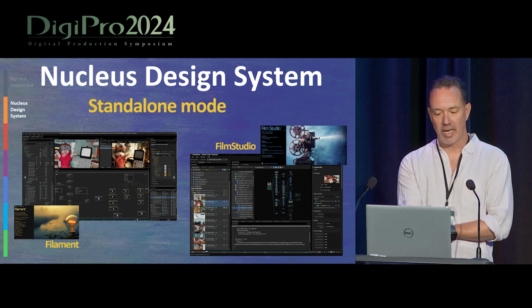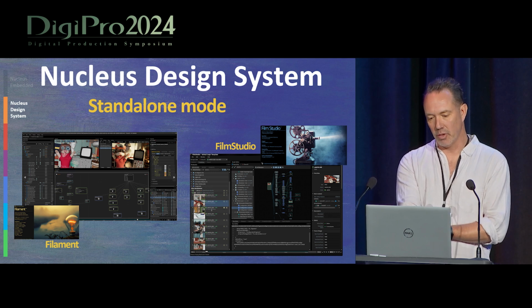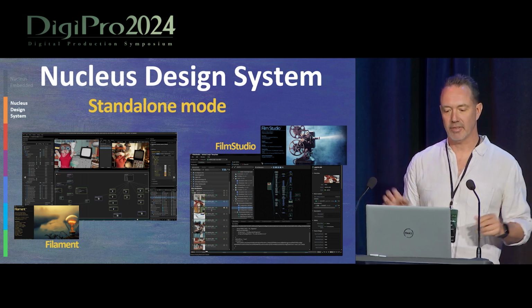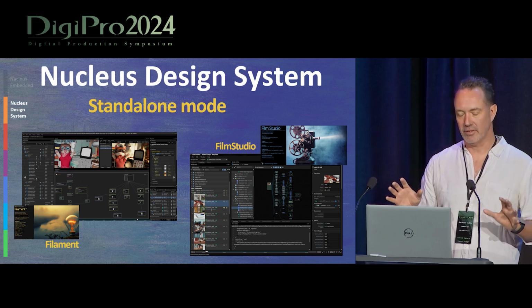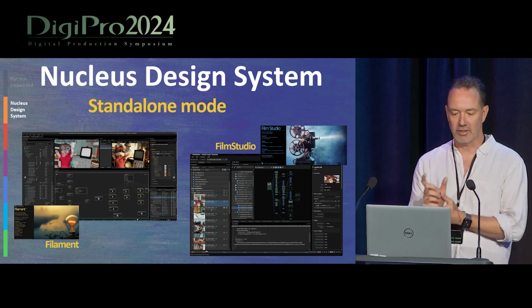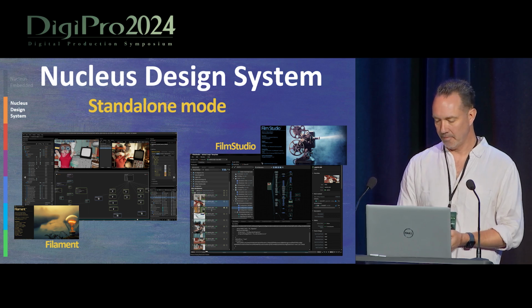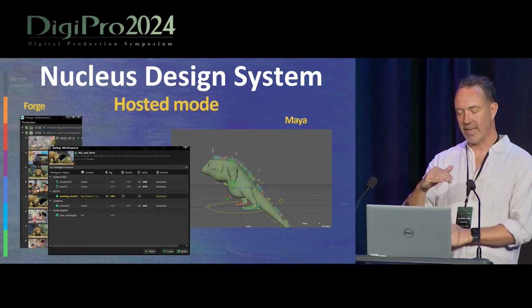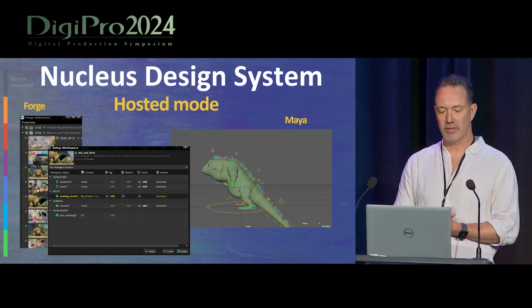So Nucleus was a really great step forward in creating robust, reusable applications where the actual application framework is the same. So here, what I mean by that is this is Filament on the left, Film Studio on the right. It's the same application, really just configured differently. But effectively, it's two different applications to the artist and the user, but it's really just the one application configured differently.